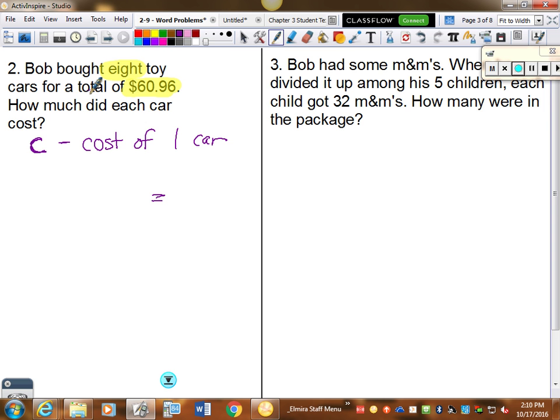Well, the keyword total here sounds like a result to me. Okay? Totals are results. So I'm going to stick an equal sign right here in front of the number in the problem, and I'm going to write it after the equal sign in my equation. Then we have 8 toy cars.